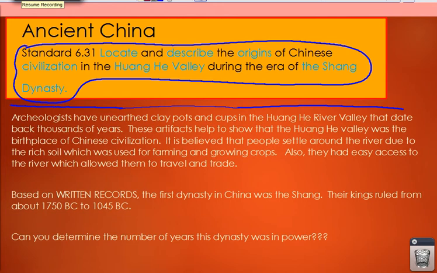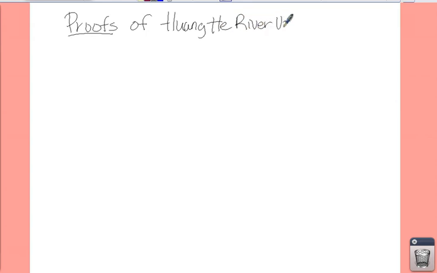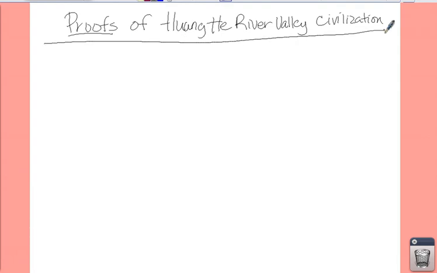First thing you need to take notes on that page is, after you have your standard, draw a line across underneath. And then I'm going to open up a new flip chart here, and we're going to write down proofs, and I'm going to underline it, proofs of Huanghe River Valley civilization. Okay, so we're looking for proof. Proof it existed.